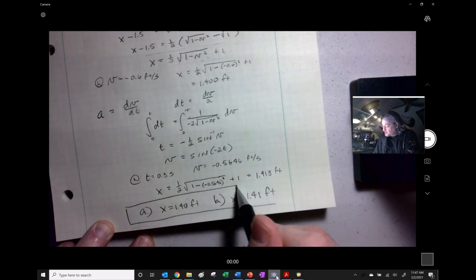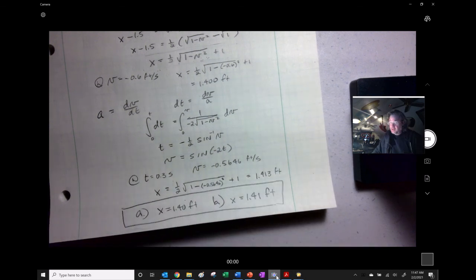I didn't create this problem. But that's the solution for these.